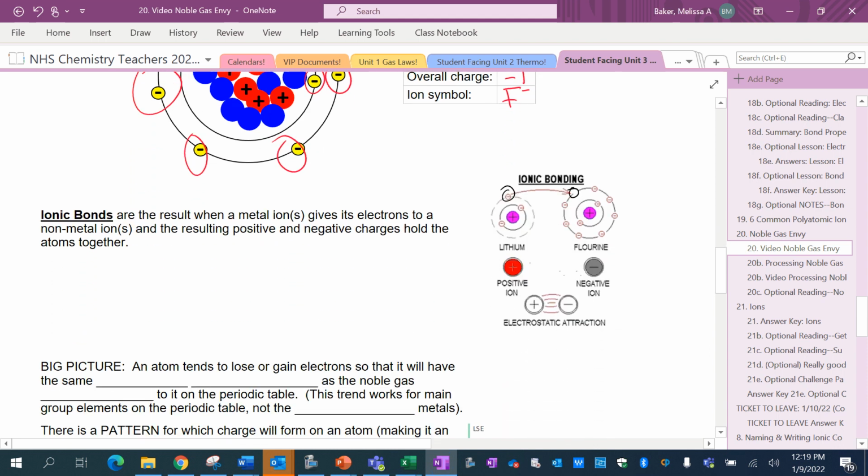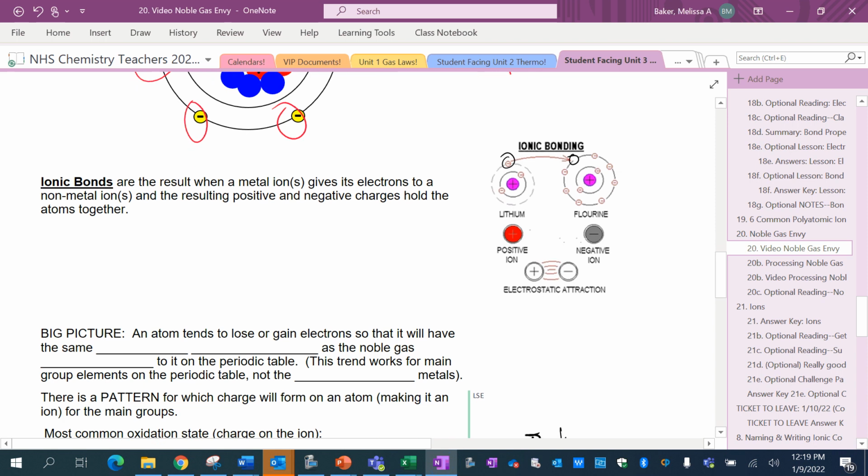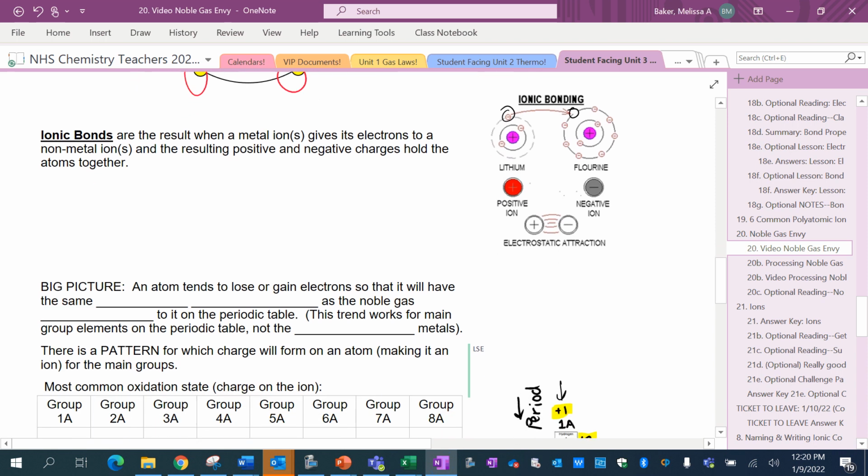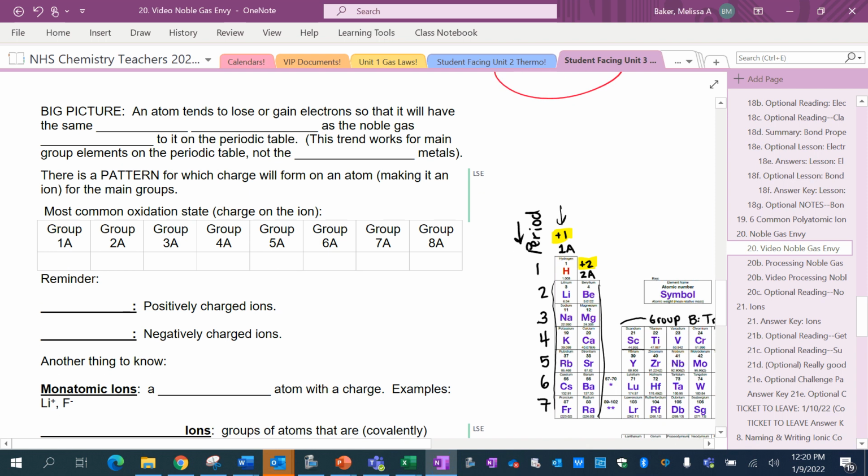So an ionic bond is when a metal ion gives its electron or electrons to a nonmetal ion, and the resulting positive and negative charges hold the atoms together. So here we see lithium giving its electron to fluorine. Lithium has that positive 1, fluorine has that negative 1, and now they have formed an ionic bond.